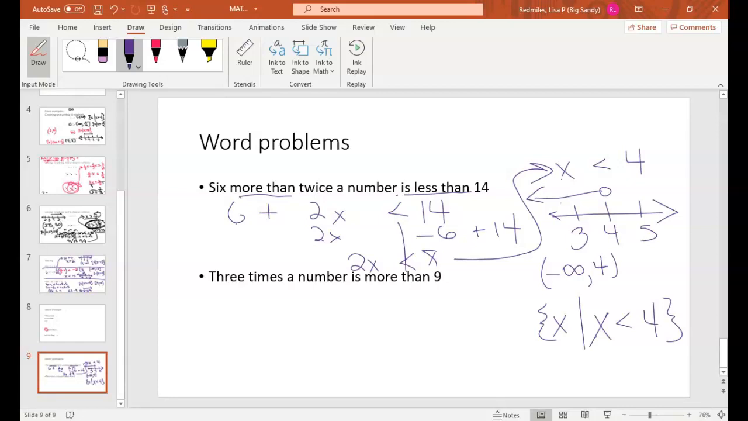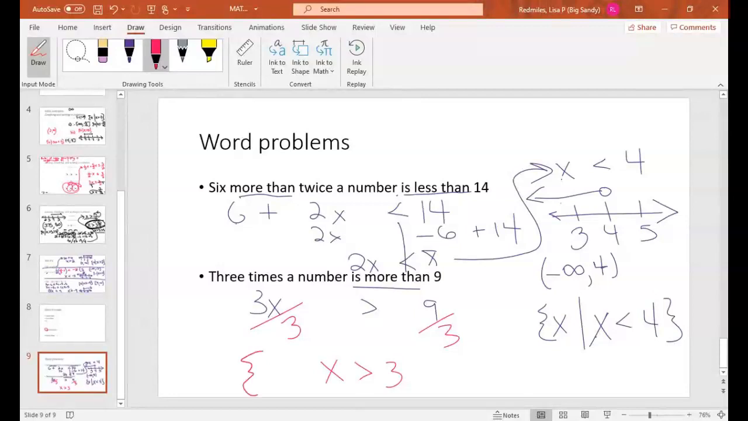And the next one is 3 times a number, so that's 3x, is more than, again, that's a greater than symbol, not a plus symbol, 9. So this one's a lot easier. All I do is divide both sides by a positive 3, get x is greater than 3.